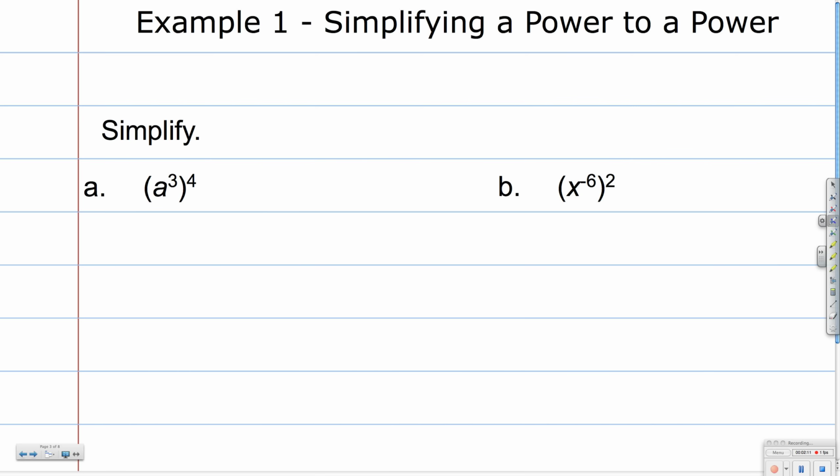Example 1, simplifying a power to a power. In this example 1, these are the easiest types of problems you can encounter when it comes to working with a power to a power.